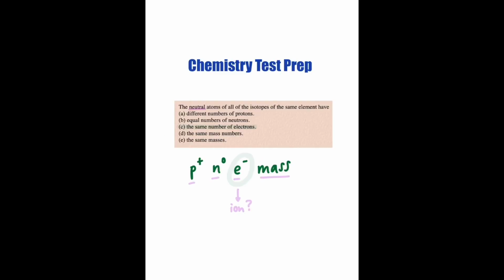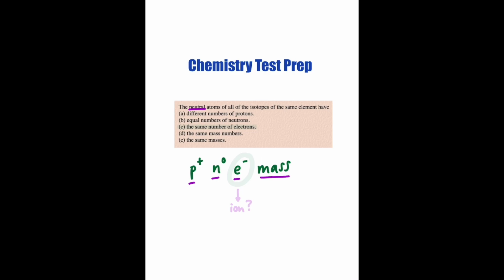For this multiple choice question about isotopes, we can think about a few different things, including protons, neutrons, electrons, and the mass of the different isotopes. But before we go into looking at the different response options, let's just find clues from the question itself. So the first clue we're given is that they are the neutral atoms of the isotopes. So what does that mean?